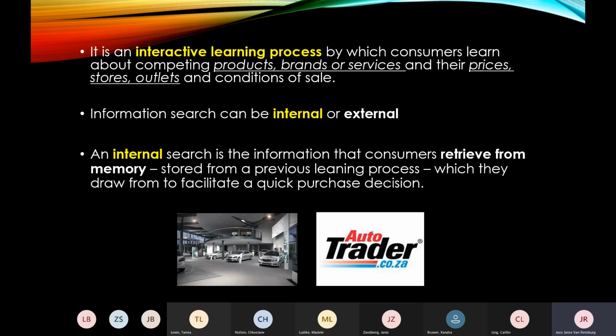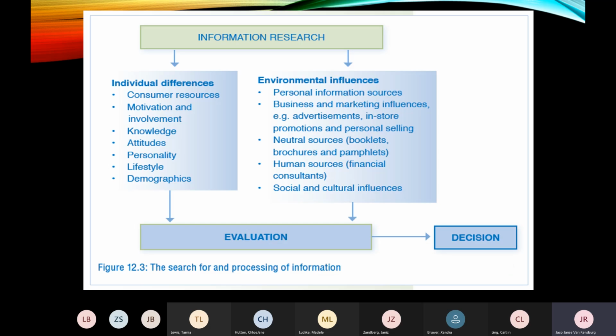that's what you're going to use as part of your information gathering process, by retrieving information from previous experiences, which is an internal process. And then there will be external options as well. External options will be to go to websites like Auto Trader or Cars24, or whatever they are called nowadays, to ensure that you have all the information available to make a decision.